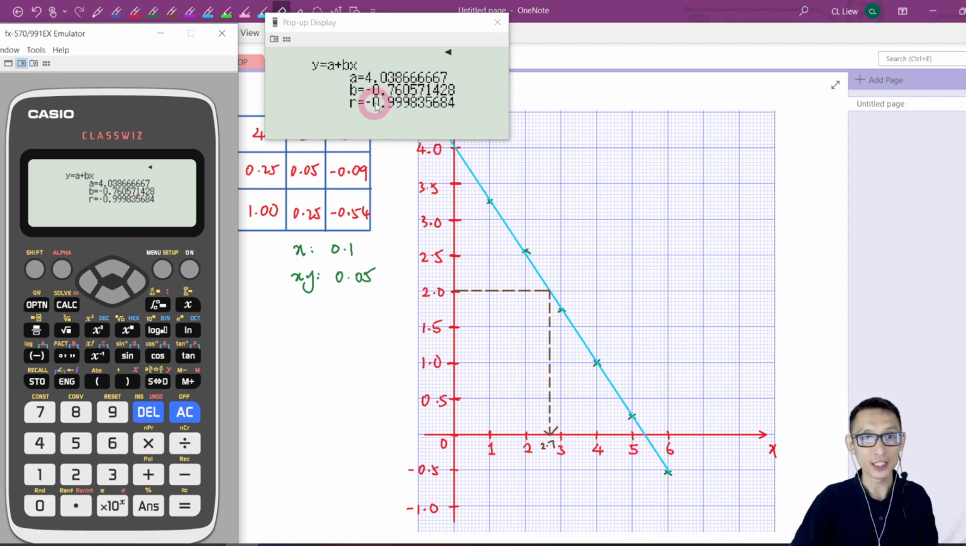And then the gradient here, according to the calculator, the answer is negative 0.76. But later on, when you use a graph to calculate, it may be slightly different from this one. Slightly different is okay. If it is very different, then you might need to recheck. Maybe you plotted it wrongly or drew the line of best fit incorrectly.